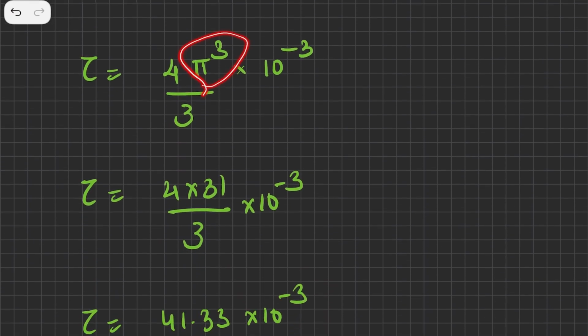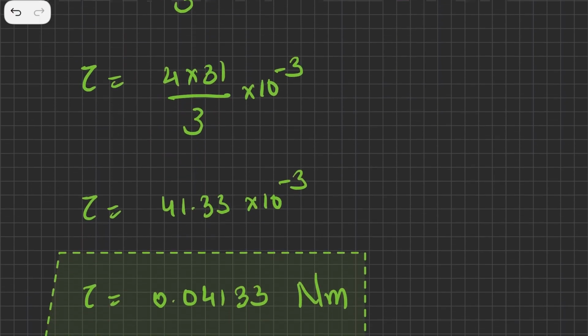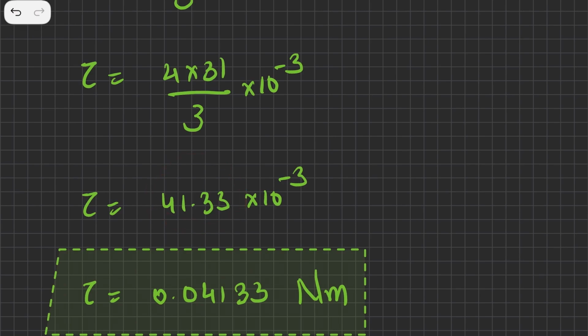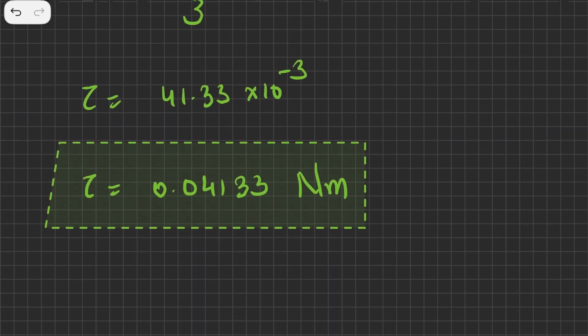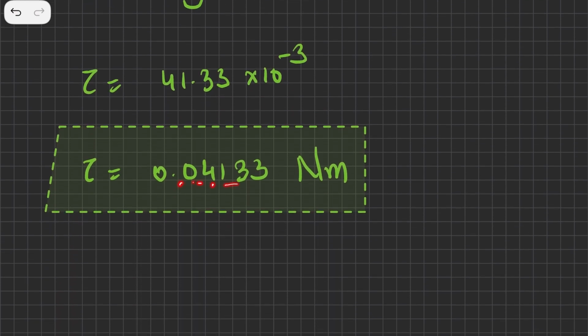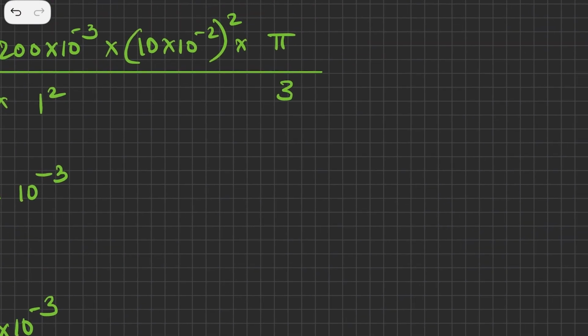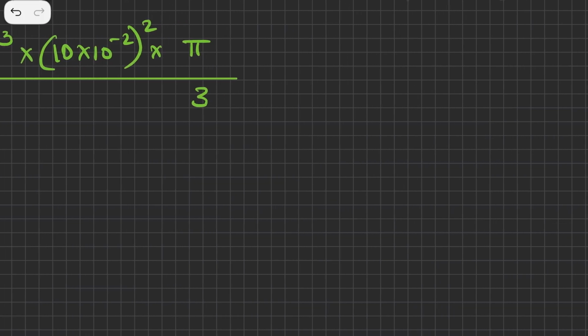Pi cube they have given us to use as 31, so I have written 31. Multiplying this by 31 by 4 and dividing by 3, you will get a value of 41.33 into 10 raised to minus 3. Shifting the point, I get 0.04133. Newton meter is the unit for torque. So this is a very simple numerical, and it could probably be asked for 2 or 3 marks as well.